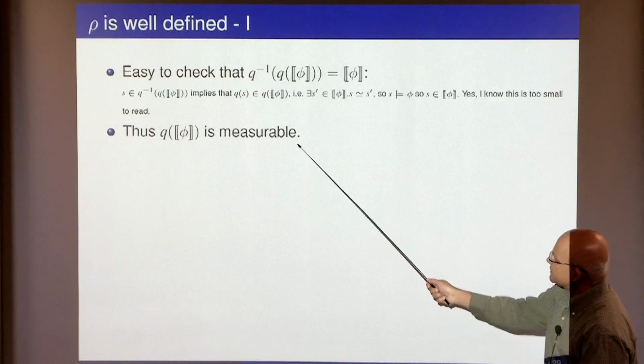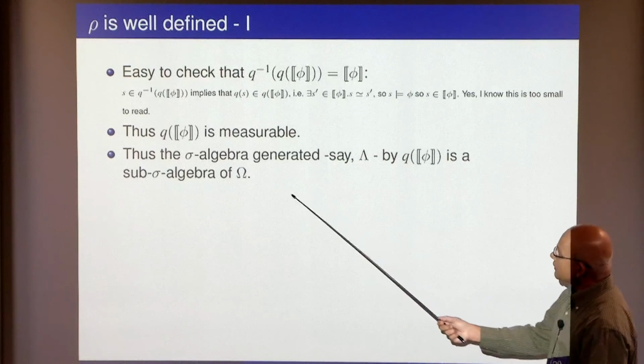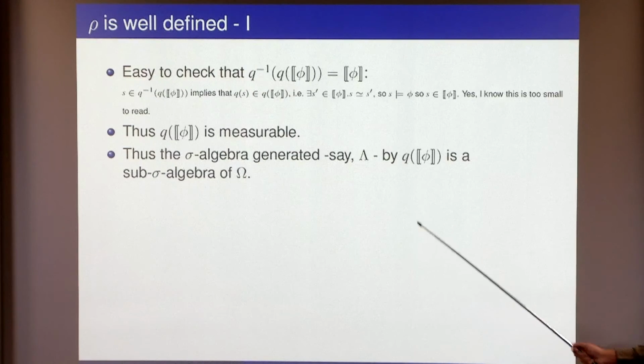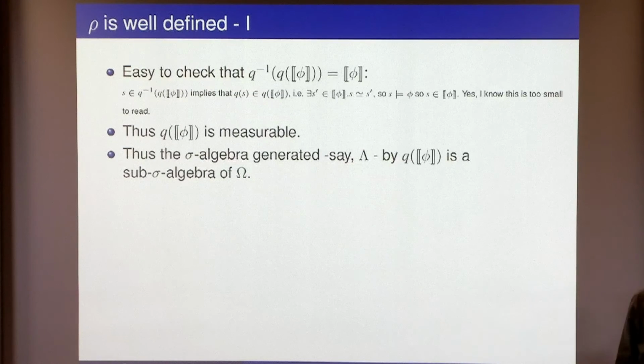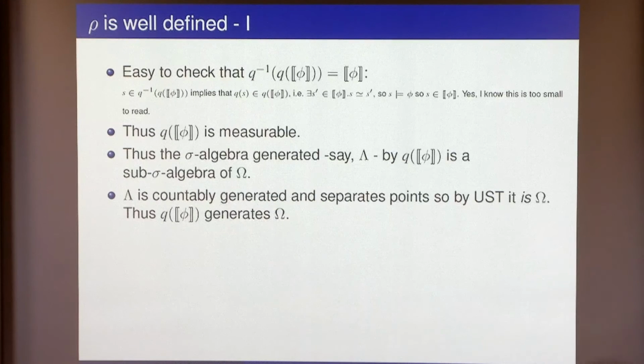Okay, so thus, these sets are measurable. So I can look at the sigma algebra generated by these sets. I'll call this lambda, let's say. So it's a sub-sigma algebra of omega. Now, this is countably generated, and it clearly separates points, right? Because if you land on different points, then there's some formula on which you disagree. So by the unique structure theorem, it is all of omega.